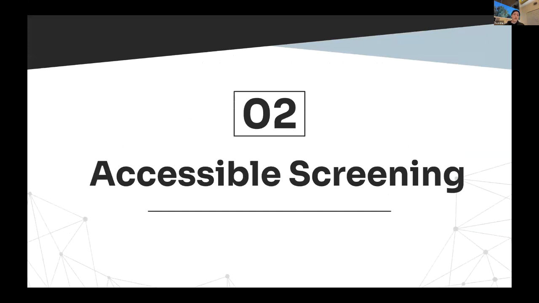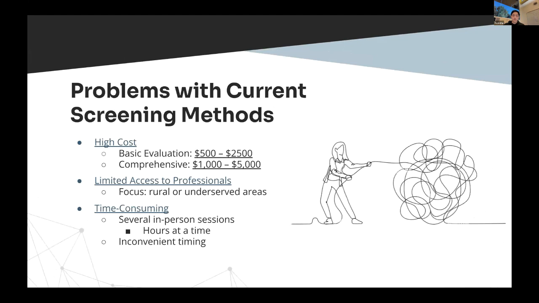Yeah. So now moving on to my second topic, the importance of accessible screening. The current problems with accessible screening, I'd say, are three: high cost, limited access to professionals, and three, it is very time consuming.